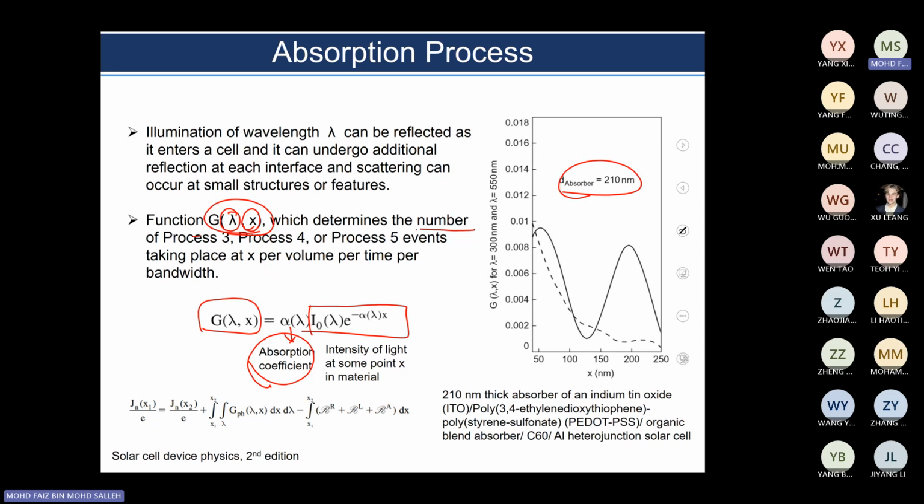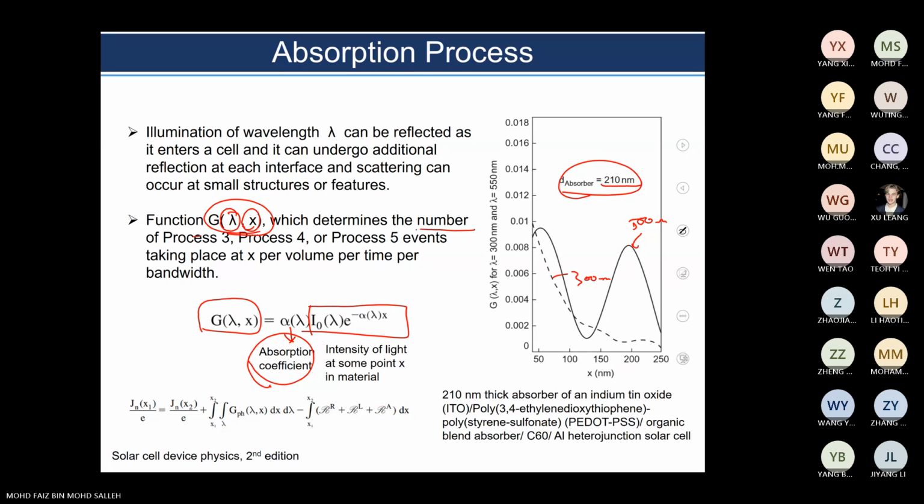So this is just a typical example of some absorber material with a thickness of 210 nanometer, and we have two kinds of lambda. This one is 300 nanometer, and this one is 500 nanometer. So you can see that depending on the position and thickness, the numbers of process 3, process 4, and process 5 become different.